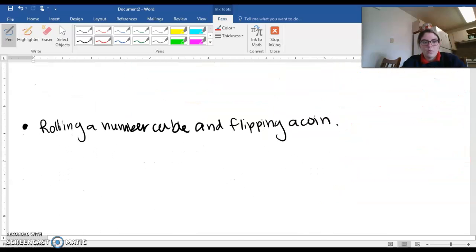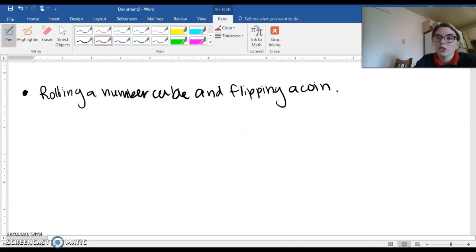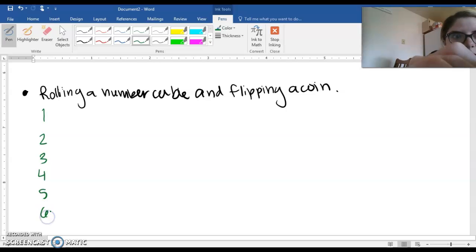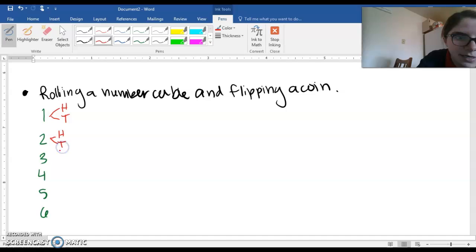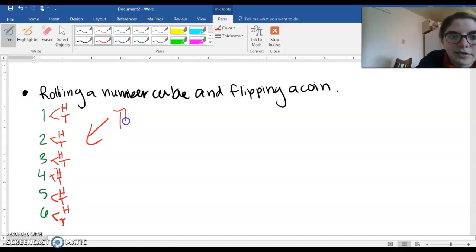All right, so let's try one more. It says rolling a number cube and flipping a coin. I know that a number cube has the numbers 1, 2, 3, 4, 5, and 6. And then flipping a coin, I can either land on heads or tails. So for each number, I can land on heads or I can land on tails. And remember, this right here is your tree diagram.